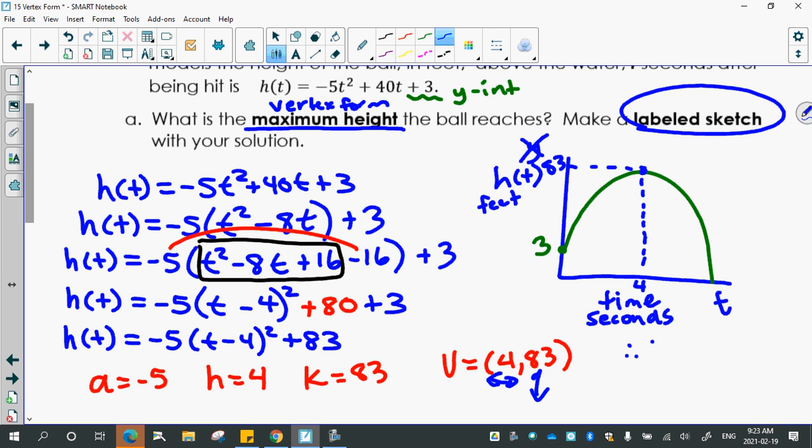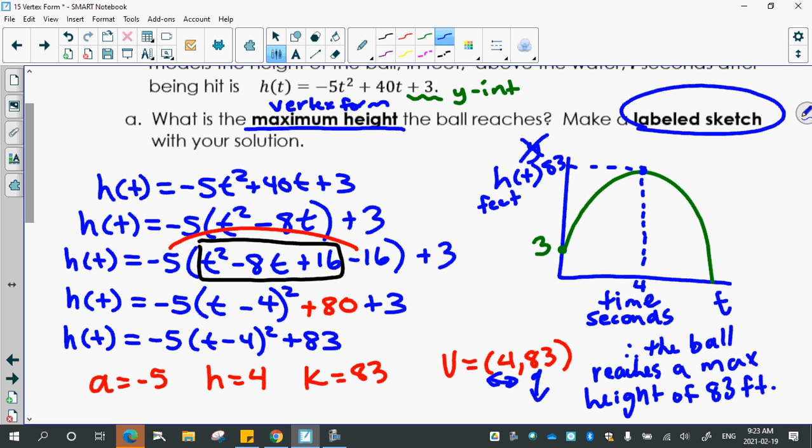So therefore the ball reaches a max height of 83 feet. Okay.